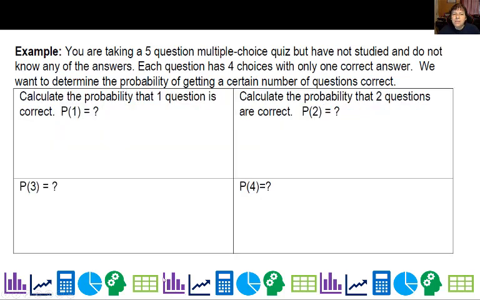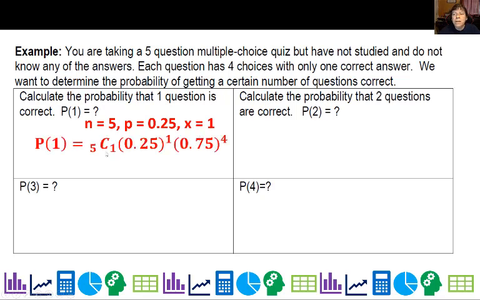All right, so let's calculate the probability that one question is correct. We're definitely going to need the binomial coefficient here. N and P are the same. X is now 1, so I have 5 combination 1, 0.25 to the 1, 0.75 to the 4. 5 combination 1, if I have 5 things to choose from and I only take 1, that's only 5 things. So I'd have 5 times 0.25 to the 1, 0.75 to the 4.